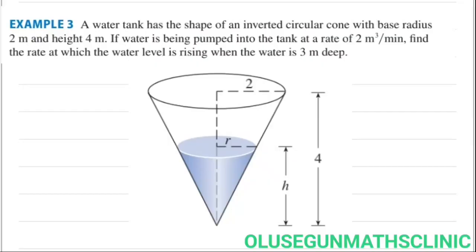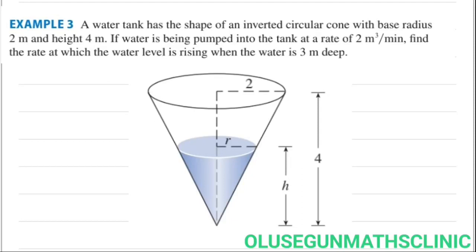3. A water tank has the shape of an inverted circular cone with base radius 2 meters and height 4 meters. If water is being pumped into the tank at a rate of 10 meters cubed per minute, find the rate at which the water level is rising when the water is 3 meters deep.